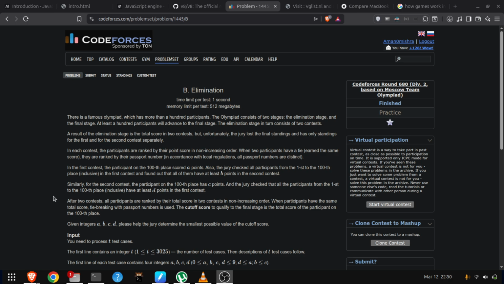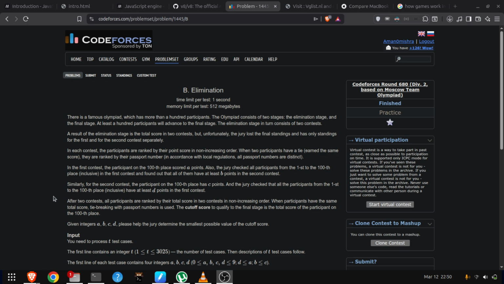After two contests, all participants are ranked by their total score in the two contests in non-increasing order. When participants have the same total score, tie breaking with passport number is used. The cutoff score to qualify for the final stage is the total score of the participant on the 100th place.